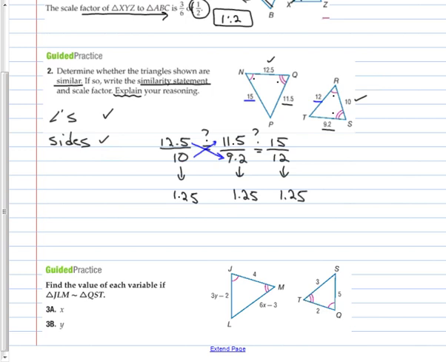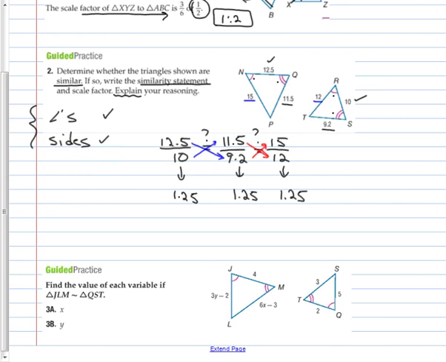Now I'm going to take the next pair, not the same cross product. Take 11.5 times 12. It's not going to be 115. 138. What's 9.2 times 15? 138. There's another check that you can do. Take the cross products. See if the cross products are equal. So there's a couple of ways that you can check.